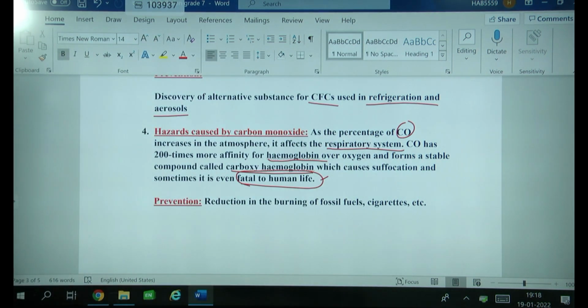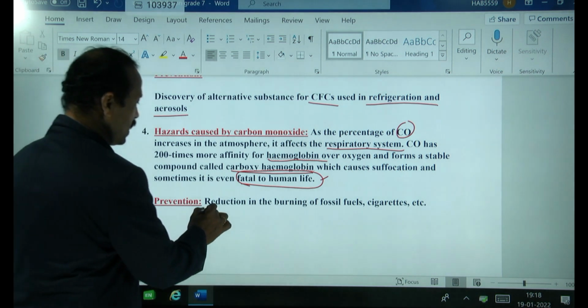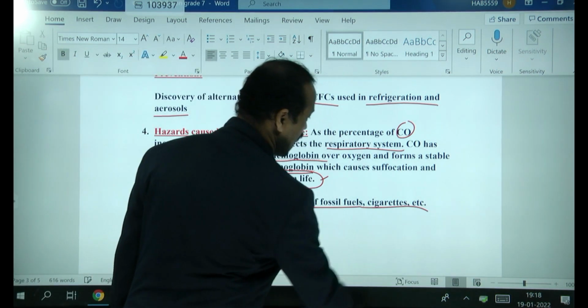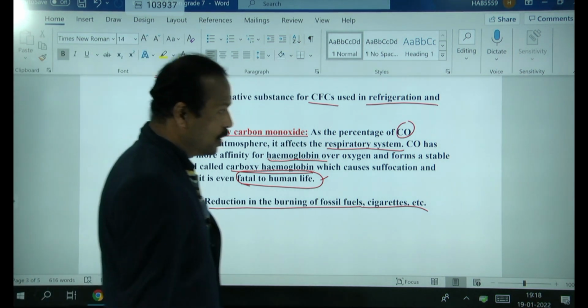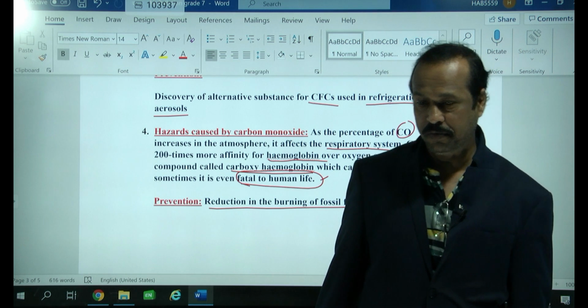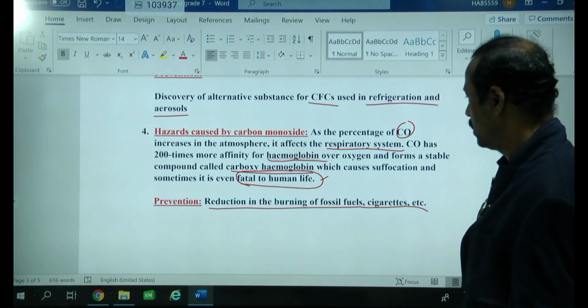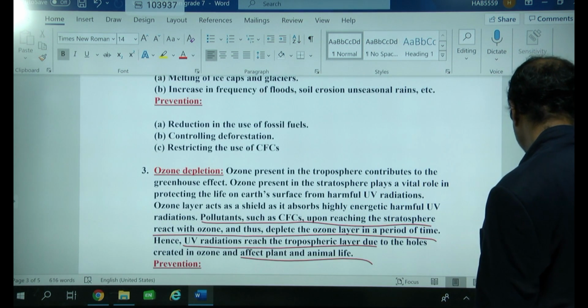Now, how can we reduce this? By reducing the burning of fossil fuels and cigarettes, etc. These things have to be reduced so that carbon monoxide in the atmosphere will be reduced. So these are the main important sources.